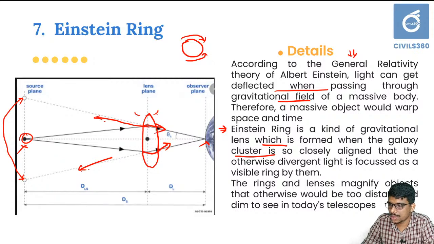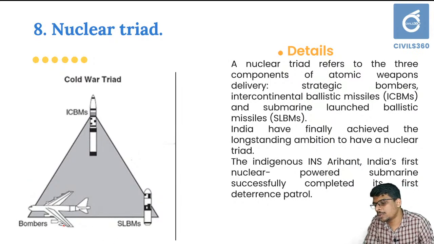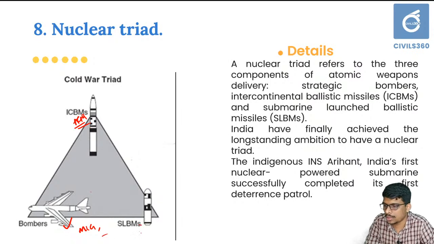We'll be moving towards the next topic, the 8th one, nuclear triad. You should understand the parts of the nuclear triad and India's weapons. I am giving you INS Arihant, which is why the nuclear triad was in the news. You should also identify our strategic bombers like the MiG-29 and others, and ICBMs, where we have Agni. All these should be linked together.